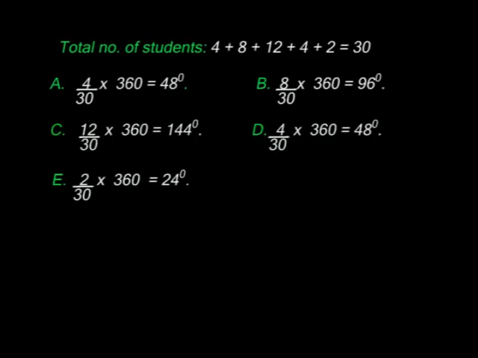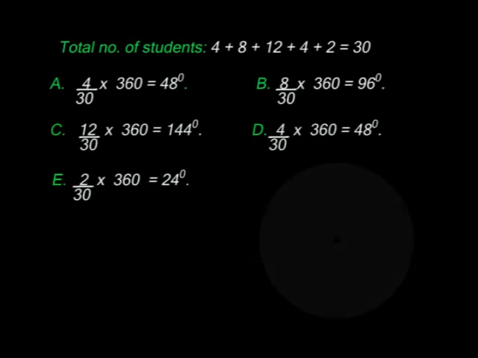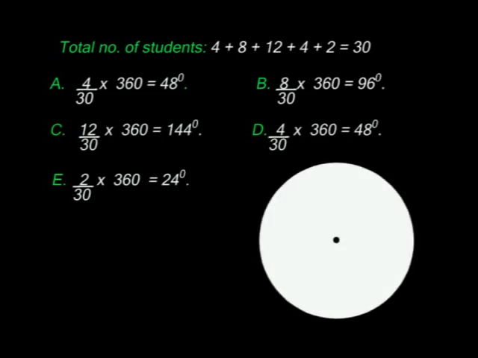Now if you add these angles, they should make 360 degrees. That is 48 plus 96 plus 144 plus 48 plus 24, which is actually 360 degrees. It's always safe to test this first. The next thing I do is to draw a circle of convenient radius. Now again I will draw a line from the center to anywhere on the circumference of the circle. Let me say I draw that line.